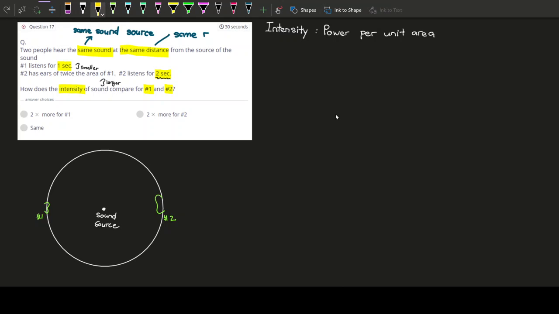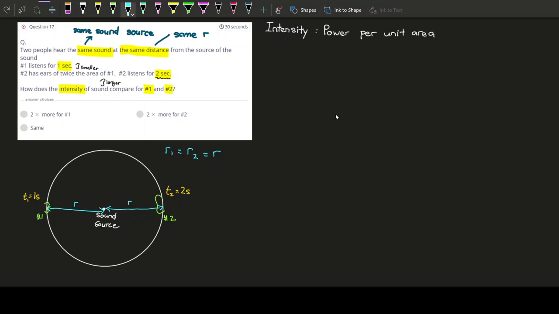So this person number 1 is listening for a time which is 1 second. Okay, I label it T1, whereas this person over here, T2 equals 2 seconds. So that's the differences between them, but they share the same distance. The same distance, from here to here, it's r. Then from here to here, it's also r. Okay, you can call it r1 equals r2 equals r. Okay, so I hope you understand the situation now. So let's try to solve the problem.